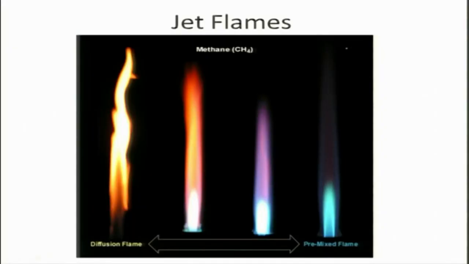So, let us look at the jet diffusion flame, jet flames. Here the fuel and oxidizer are mixed together, this is the fuel plus oxidizer, and you will get a blue flame. When the oxidizer is reduced, you get into the diffusion flame mode, and in between is what you can call a partially premixed flame. So the color, if you look at it, is blue and some purple kind of color. Of course, some portion is fully yellow. This is the jet diffusion flame, which we will be discussing.